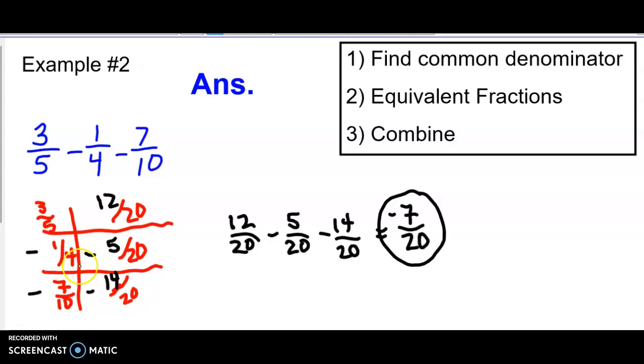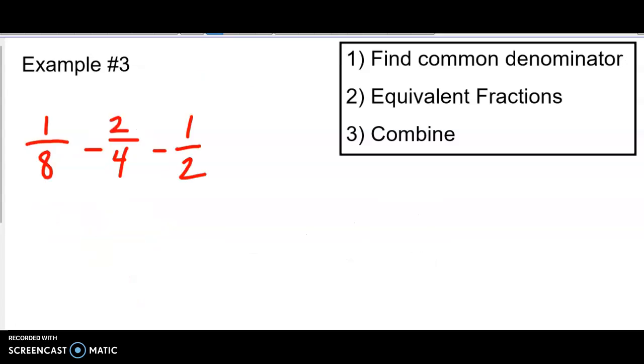4 times 5 is 20, so we have -5 times 1, which gets -5 over 20. 5 times 4 is 20, so for the numerator, 3 times 4 is 12. Now that we have our new denominators, we can just add or subtract the numerators. So 12 minus 5 gives me 7, and 7 minus 14 gives me -7 over 20.